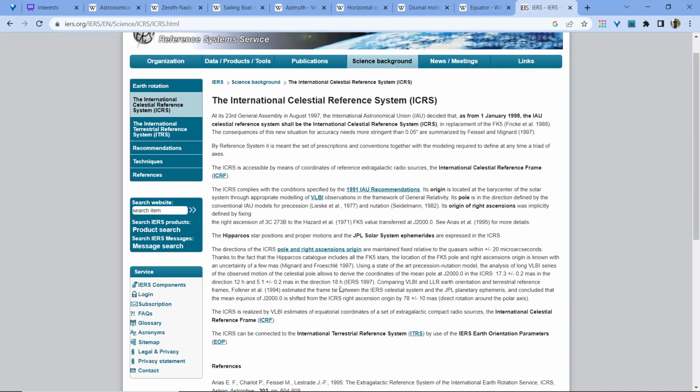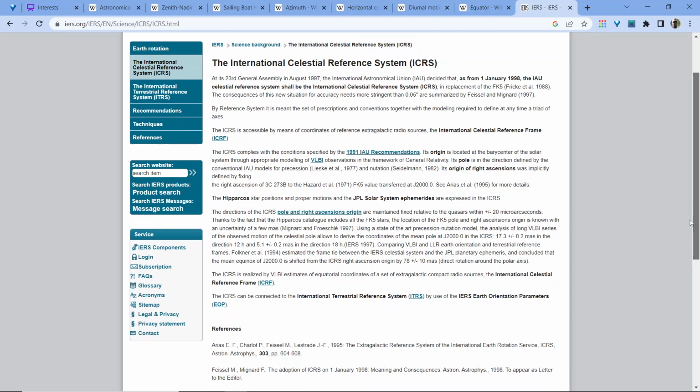The directions of the ICRS pole and right ascension origin are maintained fixed relative to the quasars within plus or minus 20 micro arc seconds.